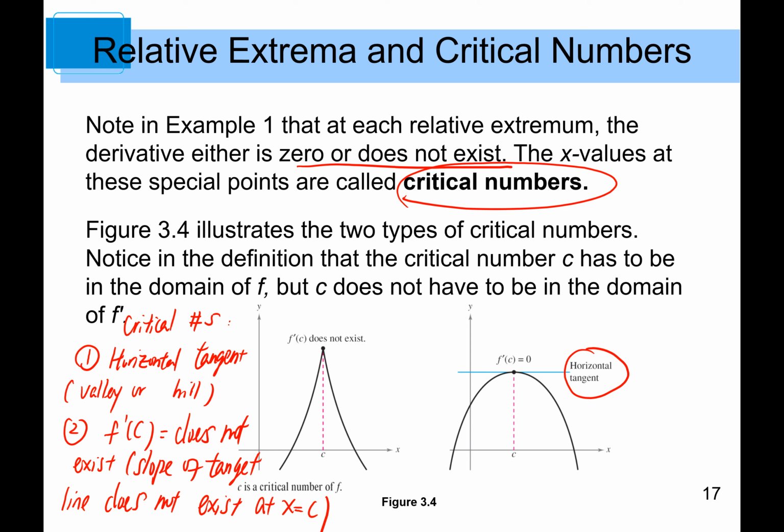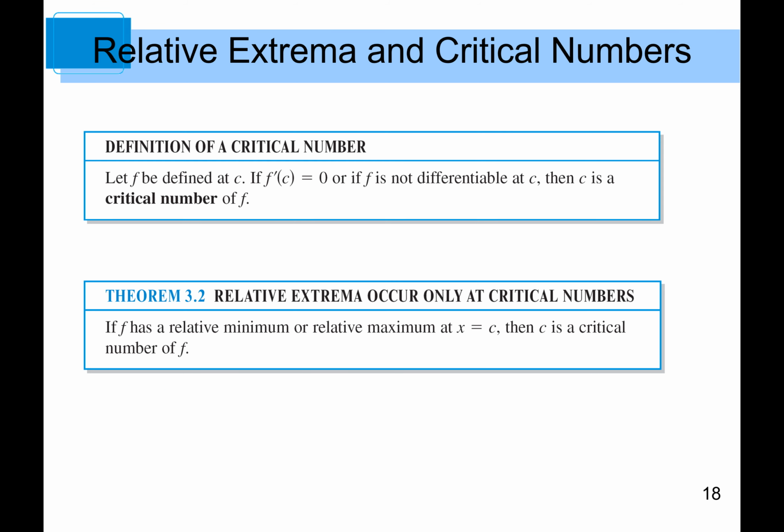So two cases when you have critical numbers. The definition of a critical number: let f be defined at c. If f prime of c equals 0, or if f is not differentiable at x equals c, then c is a critical number of function f of x. Relative extrema occur only at critical numbers. So if f has a relative minimum or relative maximum at x equals c, then c must be a critical number of f. Okay. So relative extrema only occur at the critical numbers.